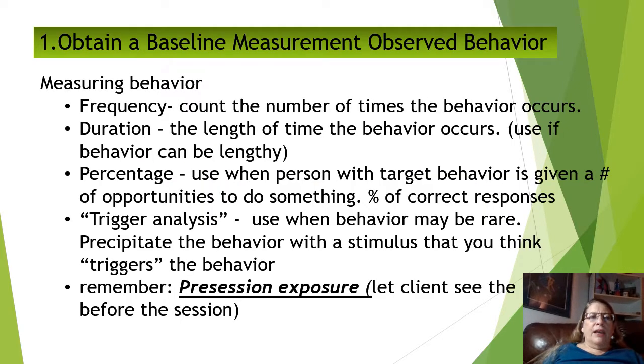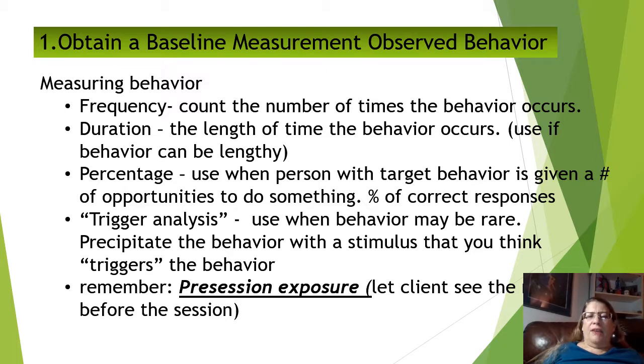So frequency, behavior, percentages have to do with a target behavior where a child's given a certain number of things to do and what's the percentage of times they get it correct. So it might have more to do with an academic issue in which a child's presented, for instance, word problems over and over again, and that seems to be where the problems happen and where the percentage of correct responses is very low. A trigger analysis, we've talked about that also.